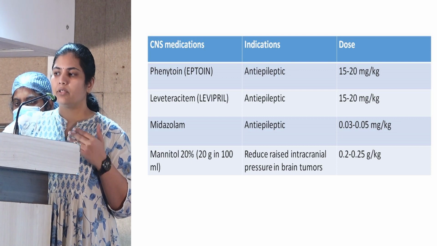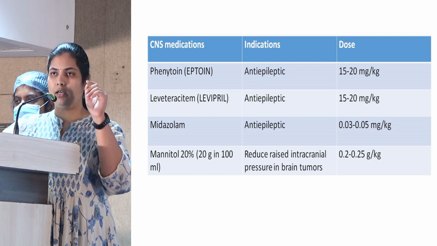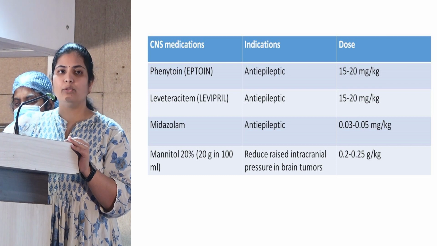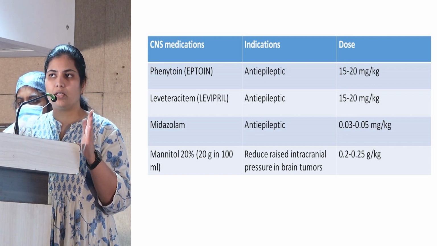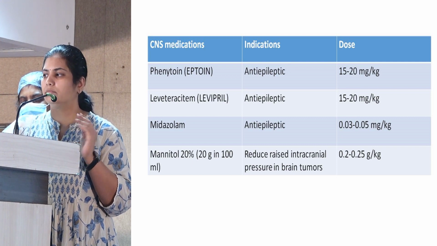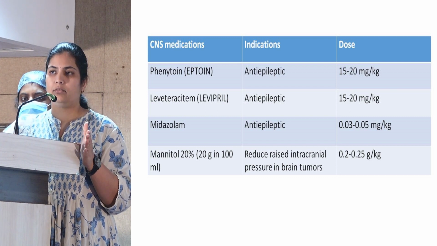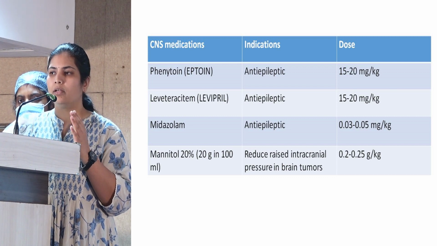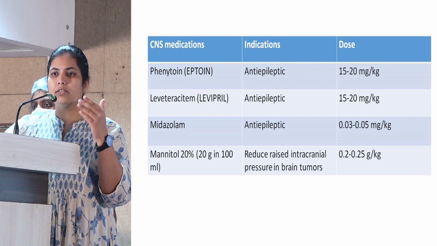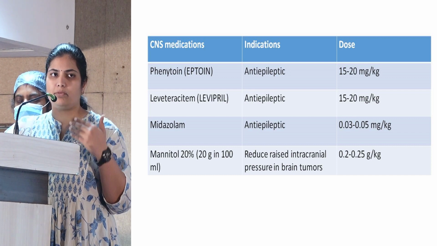Then we have to give Eptoin. How much does one ampule contain? 100 mg. So around 15 to 20 mg per kg, for a 50 kg adult. How much Eptoin do we have to give? 1 gram, 1000 mg, so we have to load 10 ampules. Those 10 ampules we have to give slowly in 100 ml NS, because Eptoin causes severe hypotension.